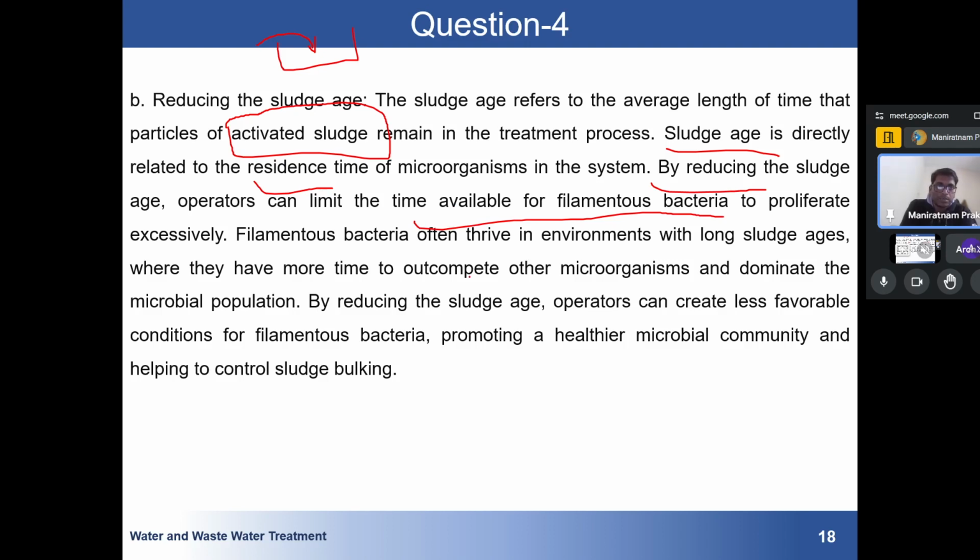So what will happen now, imagine that there were different conditions. Either food was short or food was very high. So all were leading to the growth of this bacteria.